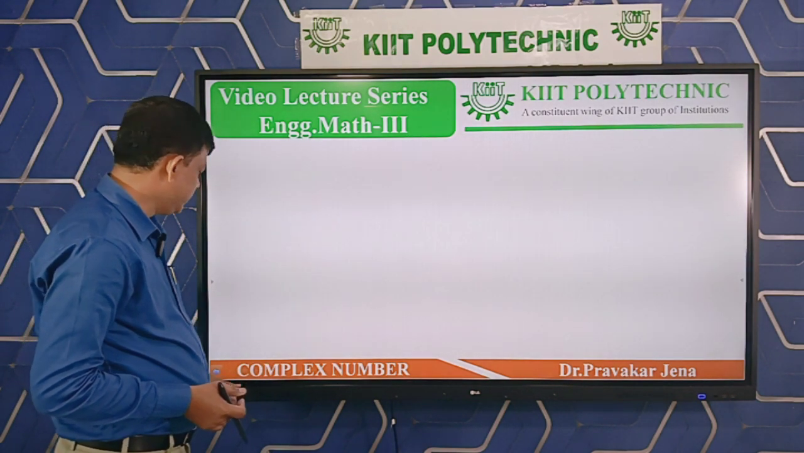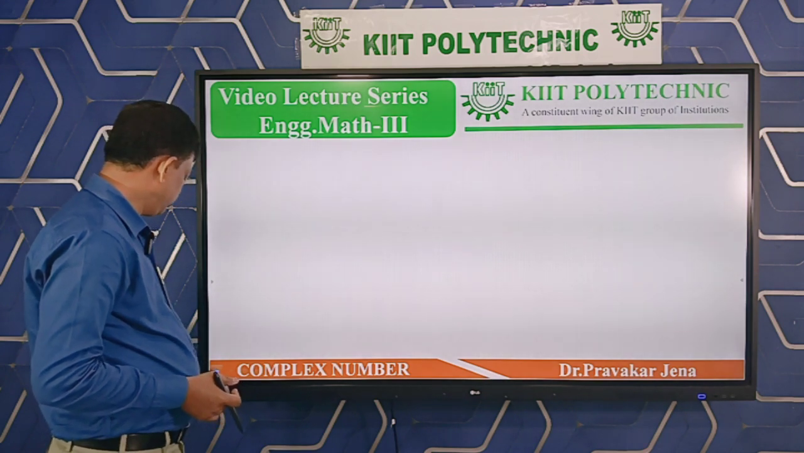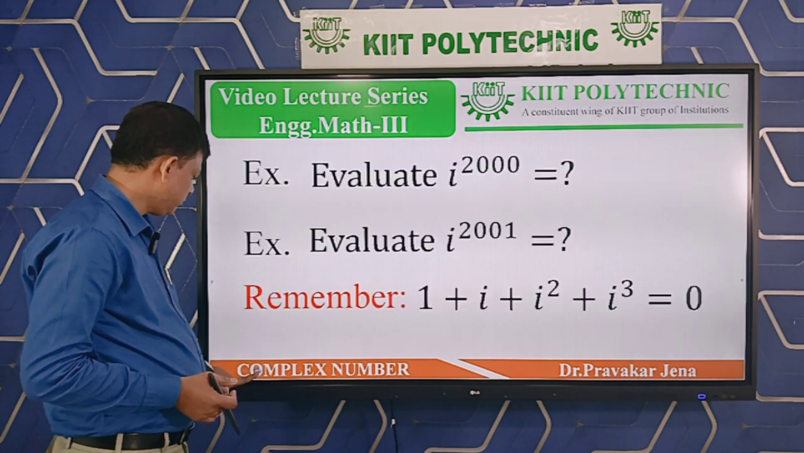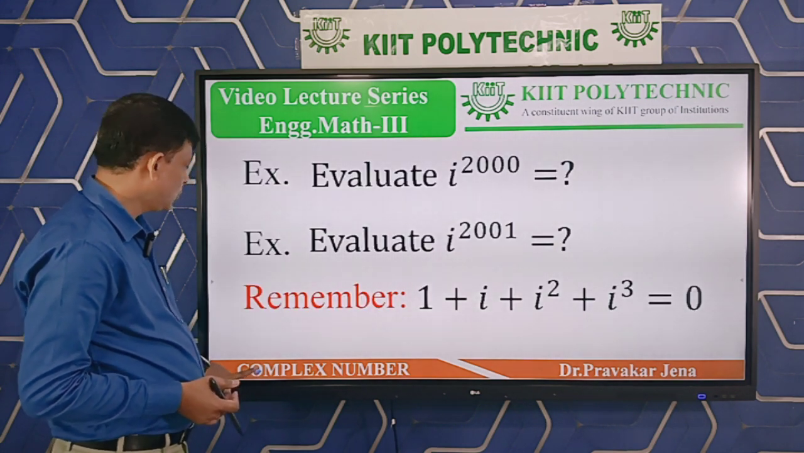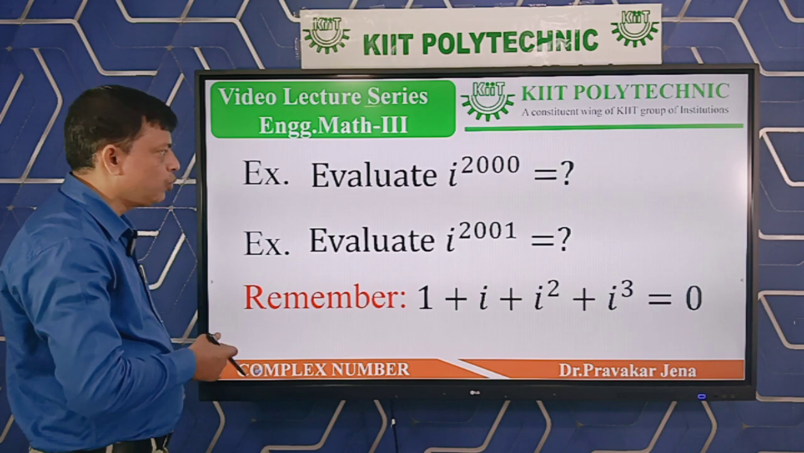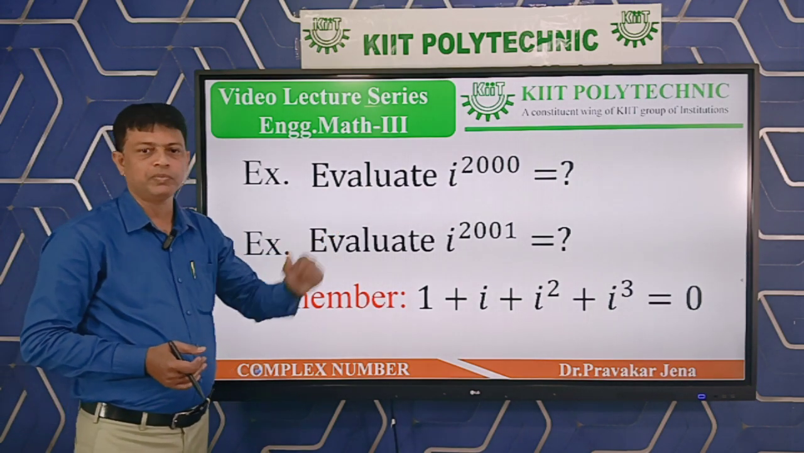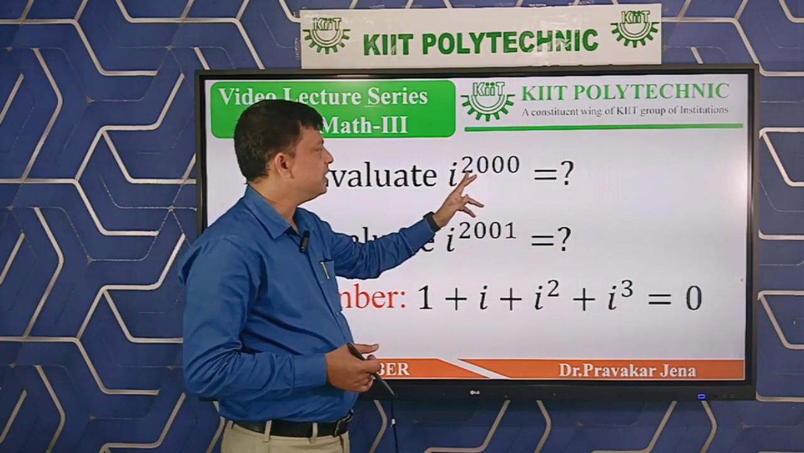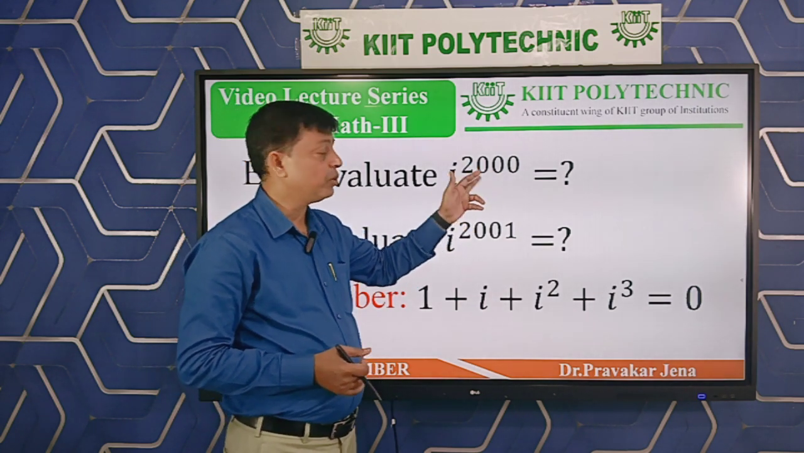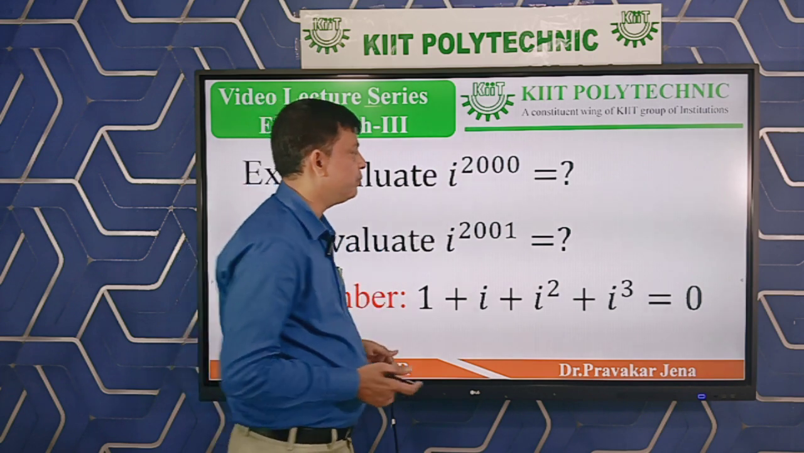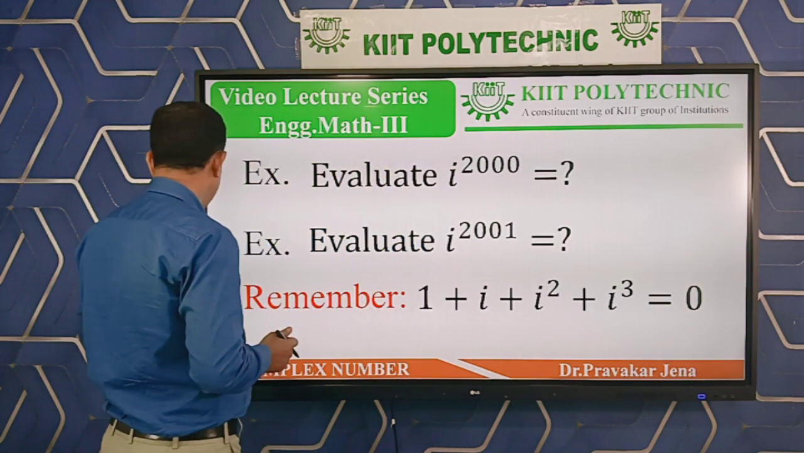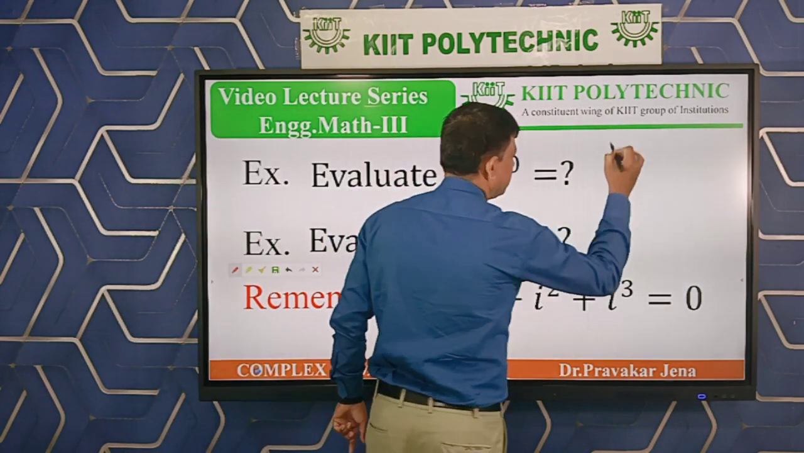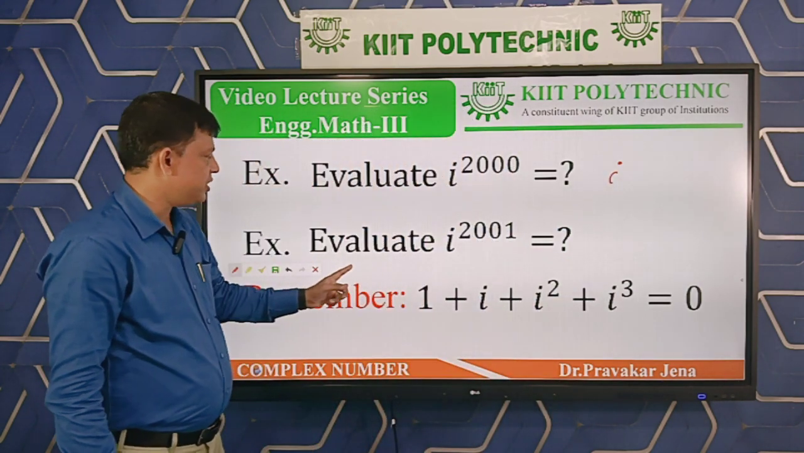So in the next slide, I'll tell about this. Evaluate i to the power 2000. You can see i to the power 2000 means it is a multiple of 4, and a multiple of 4 means the value will be 1.